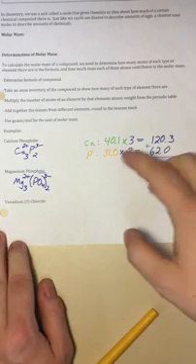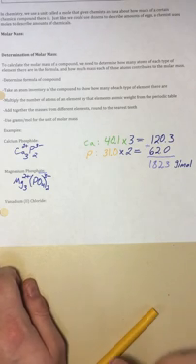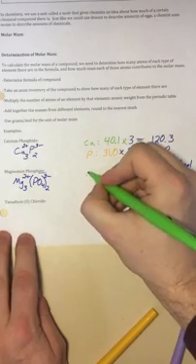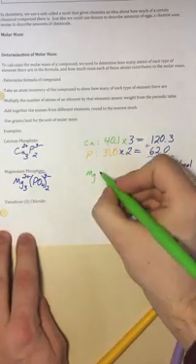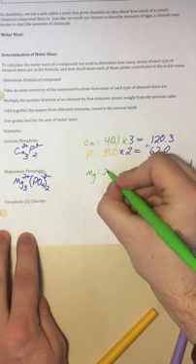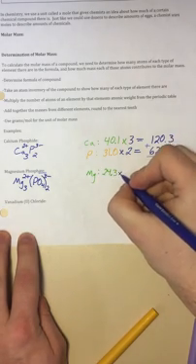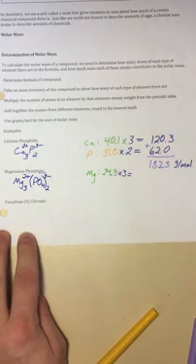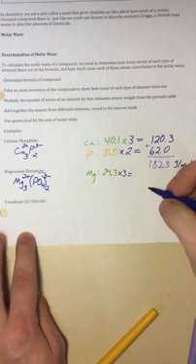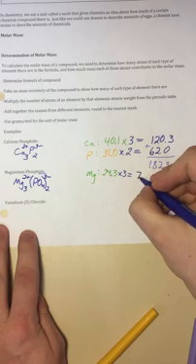Let's break it down into the different elements so that we can add them all up. So I'll do the magnesium in green. Magnesium has an atomic mass of 24.3 from the periodic table, and we have 3 of them. That makes a total of 72.9.